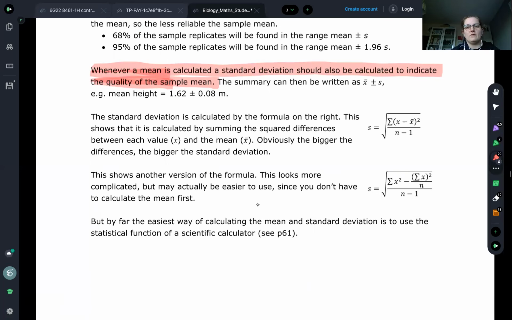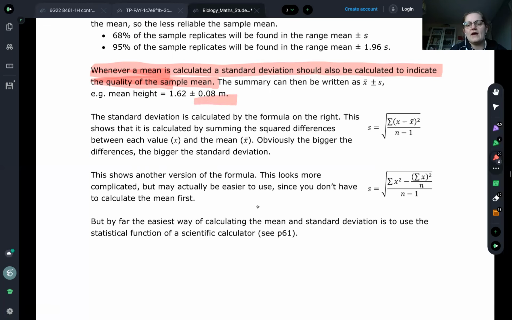And so we can write that summary like this. For example, mean height equals 1.62 plus or minus 0.08 meters. That plus or minus 0.08 meters is your standard deviation. So it can be 0.08 meters above or below that mean. The higher this part of the value is, the larger the spread.